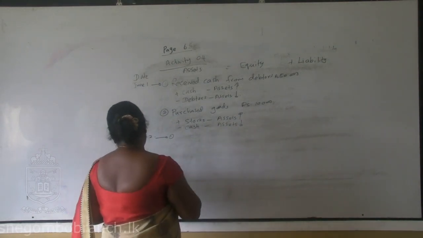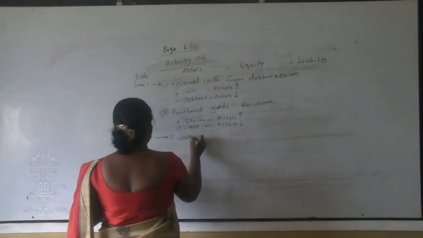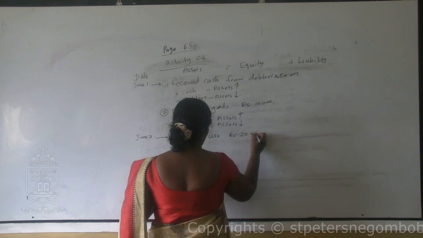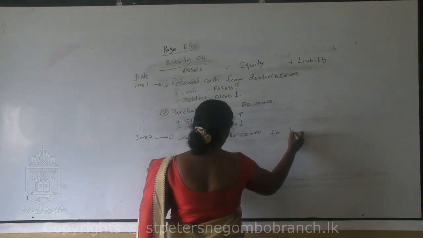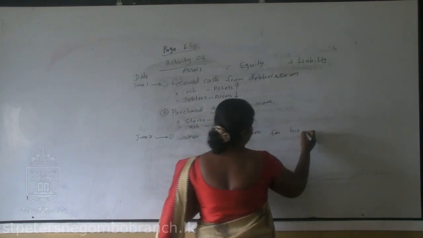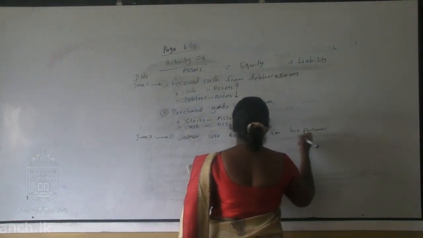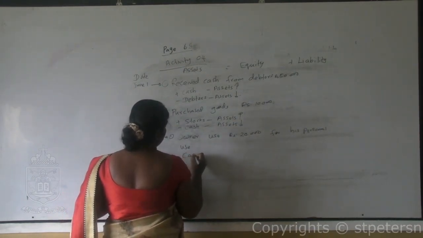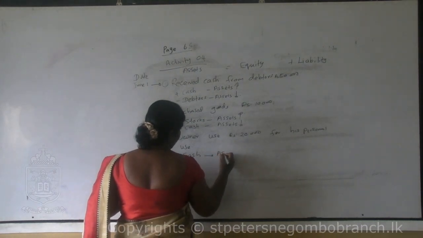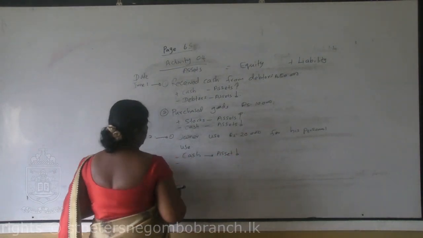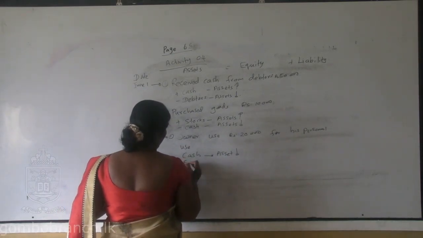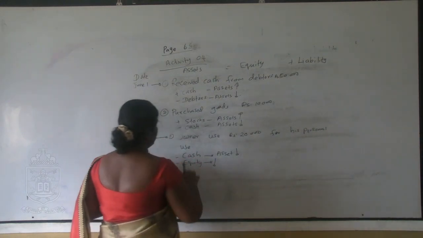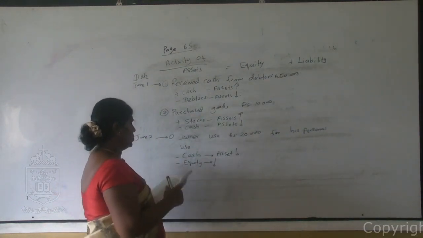First transaction, owner used 20,000 rupees for his personal use. That means here cash decrease. That means asset decrease. What will happen to the equity? Equity also decrease. So you can write this transaction according to the theory that you have given.